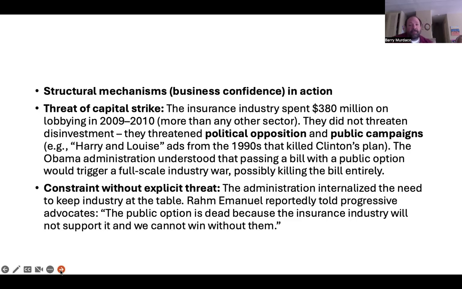Structural mechanisms, business confidence, threat of capital strike. The insurance industry spent $380 million on lobbying in 2009 and 2010, more than any other sector. They did not threaten disinvestment. They threatened political opposition in public campaigns. The Obama administration understood that passing a bill with a public option would trigger a full-scale industry war, possibly killing the bill entirely. But I would argue, in contrast to that, the unwillingness to really fight for this thing was, I think, an important strategic failure of the Obama administration.